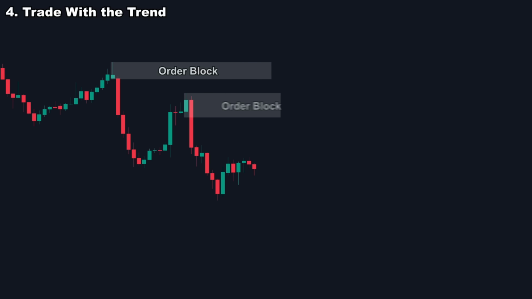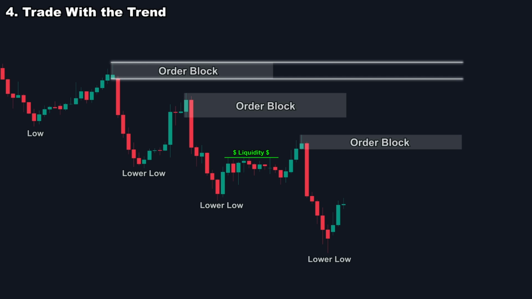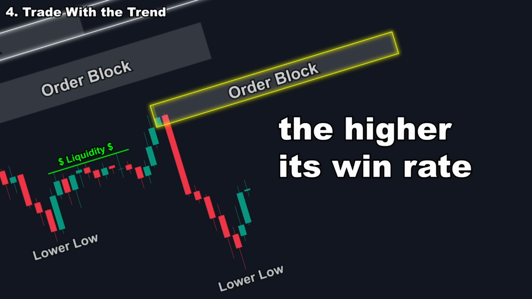Fourth, always trade order blocks that align with the dominant trend. Order blocks have a significantly higher success rate in trending markets than in ranging ones, and along the same lines, trade fresh order blocks. The market is constantly shifting, and spending too much time waiting for price to reach an old order block often leads to a losing trade. The newer the order block, the higher its win rate.